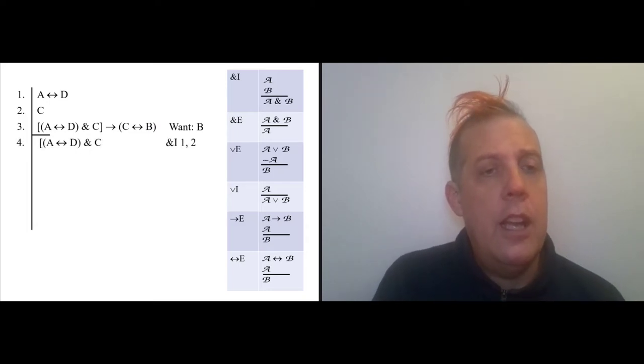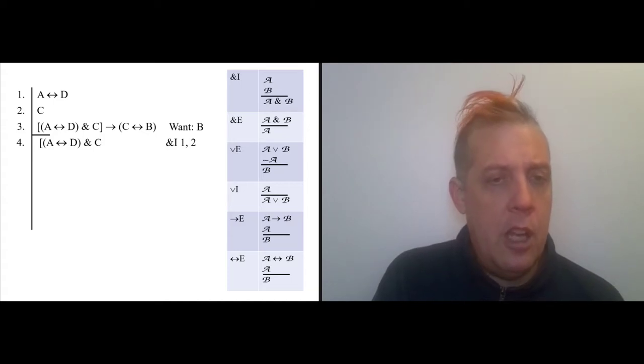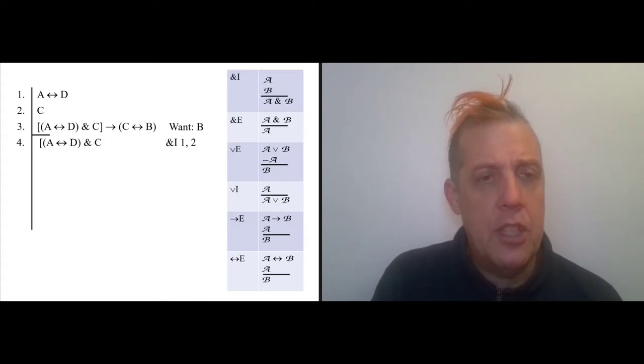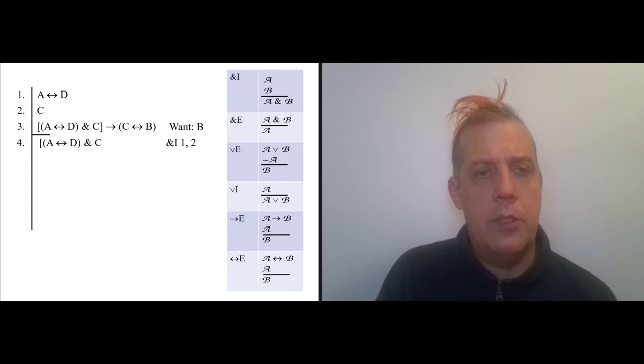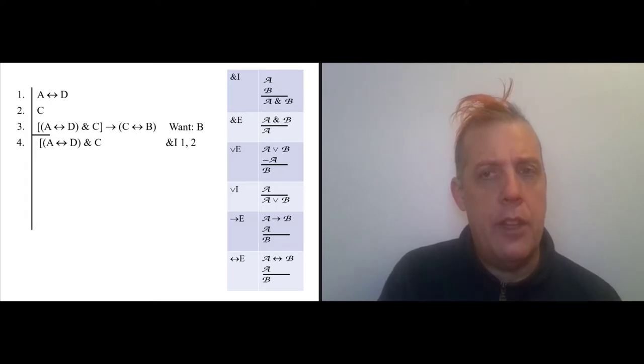Right? A if and only if D and C, and we justify that with and introduction in lines 1 and 2. And there's an extra square bracket there. That's just a typo.